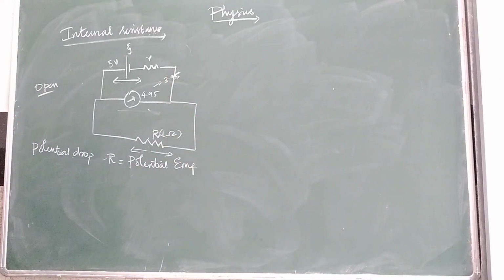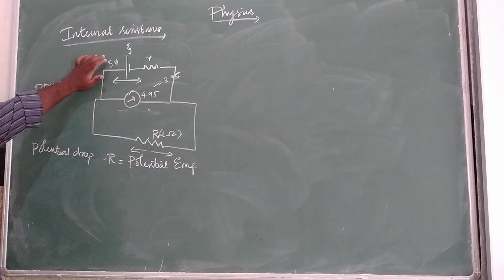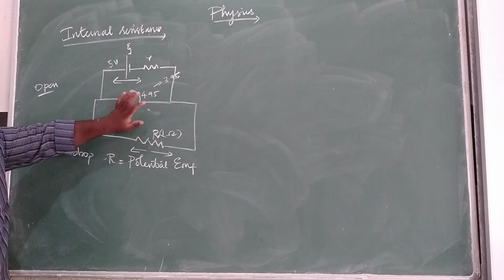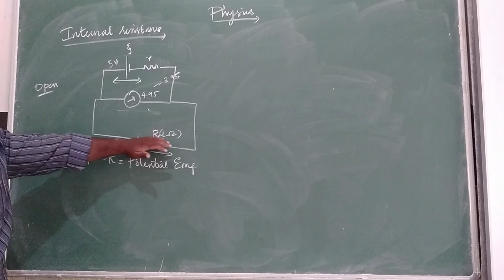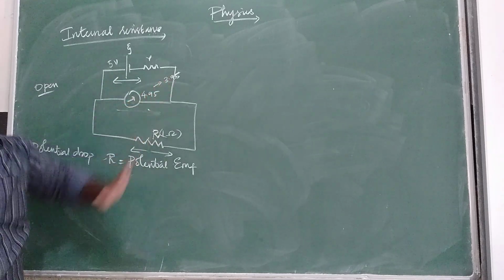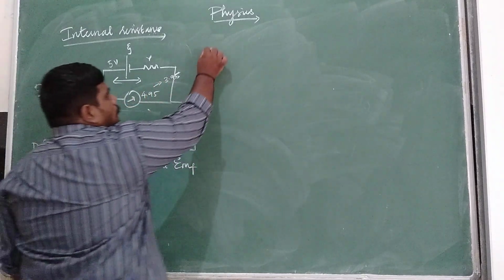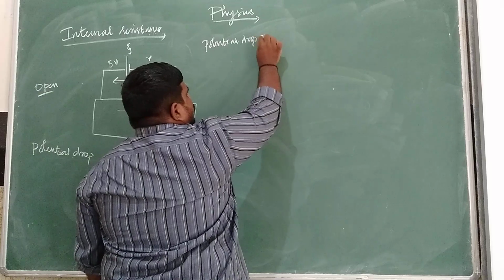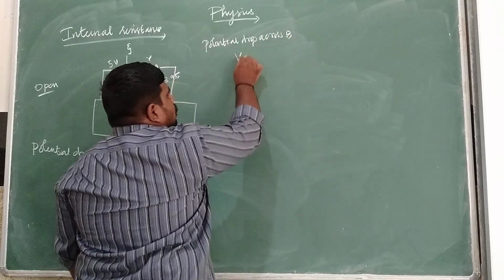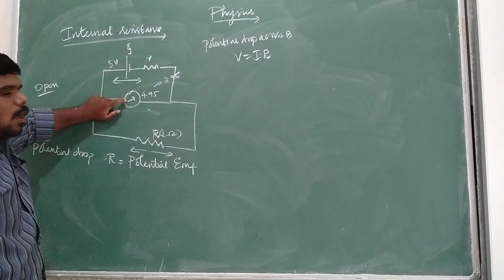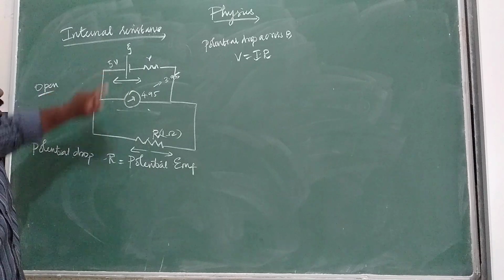Clear? So what's the point here? The EMF of a cell is measured by connecting a high resistance voltmeter across it. The voltmeter draws a feeble current for deflection, so the circuit is considered open. Just assuming this is a 5-volt battery, the voltmeter measures the potential drop. It has high resistance, so it draws a feeble current, and the voltmeter shows 4.95. The 0.05 is used for deflection.